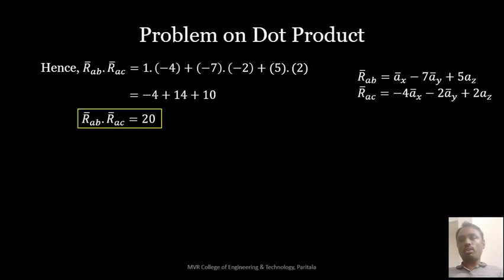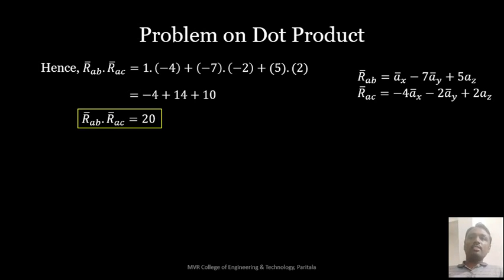So in this process what we did, we have only 3 points, so we need to identify two vectors. For identifying those vectors, first we identify the small vectors, that means the point vectors RA, RB, RC. Thereafter if you want to find RAB, it will become RB minus RA. And if you want to find RAC, it will become RC minus RA.